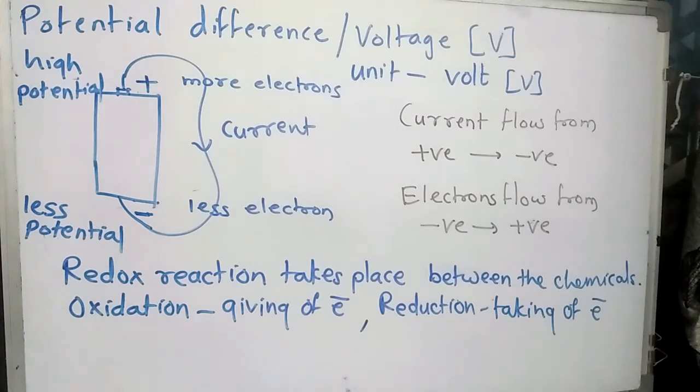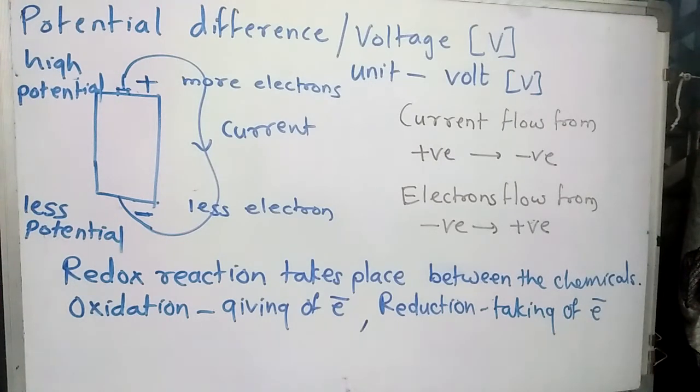Now we have to study what is potential difference. Potential difference is also called voltage. It is denoted by V, and the unit of potential difference is volt, which is also denoted by V. Now see, suppose here we have one cell. When many cells are connected together, it is called a battery.